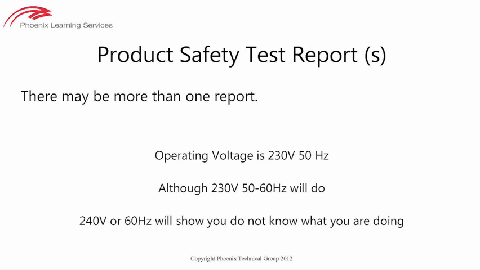Remember that in the EU the operating voltage is 230 volts and the frequency is 50 Hz. Specifying a rating as 230 volts, 50 or 60 Hz will do, or 50-60, between 50 and 60 Hz will also do, although that means massive testing. Putting a rating label of 240 volts, 60 Hz will show you don't know what you're doing. That will be a red flag to an enforcement officer and he will dig deep.